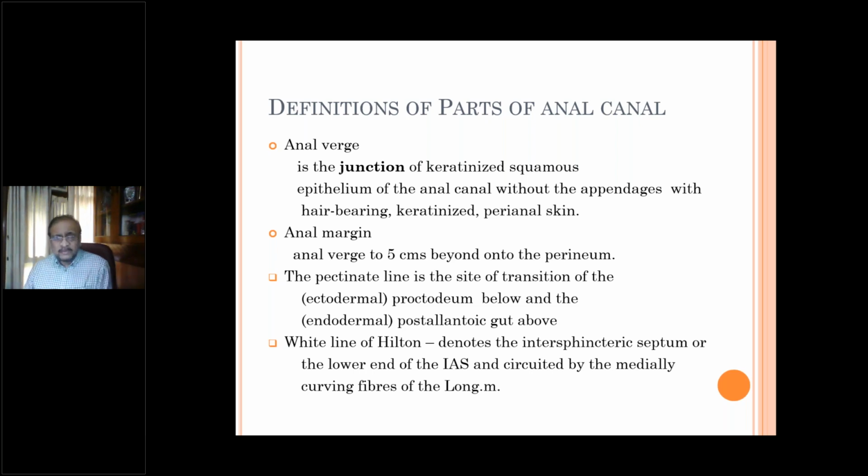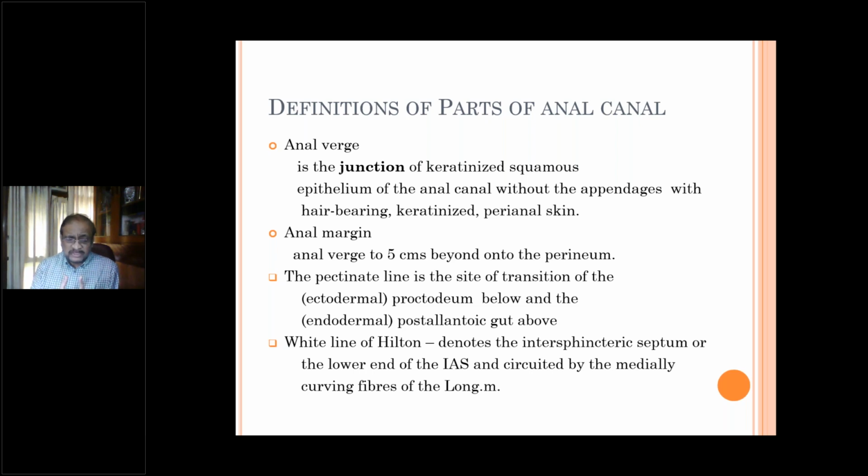So what is the anal verge? It is the junction of the keratinized squamous epithelium of the anal canal, without the appendages, with the hair-bearing keratinized perianal skin. On one hand, you've got the normal skin with the hair and the other appendages. On the other hand, you've got the keratinized squamous epithelium without the hair and the appendages. Both of them are keratinized. So the anal verge is the junction between the non-appendage-bearing and the appendage-bearing skin.